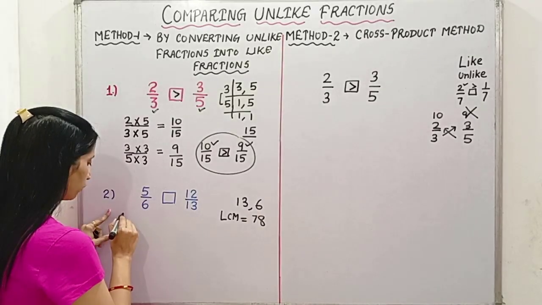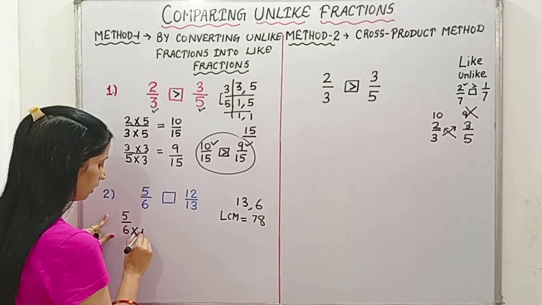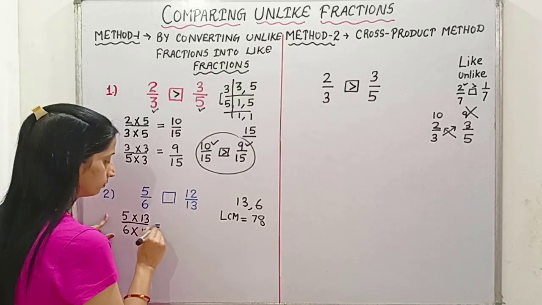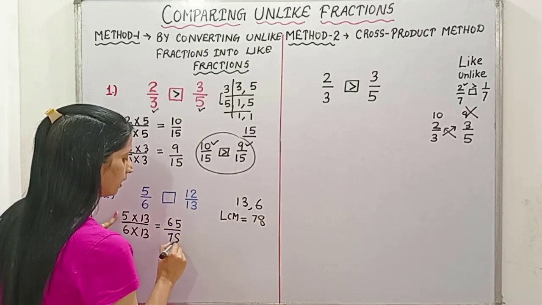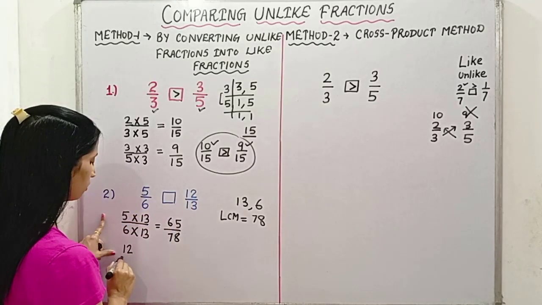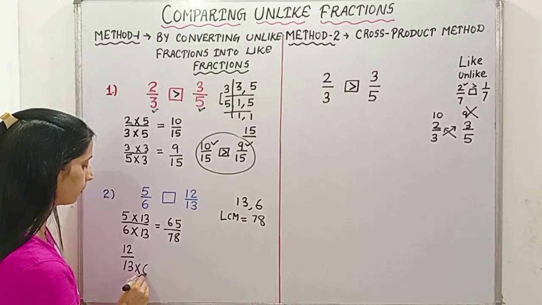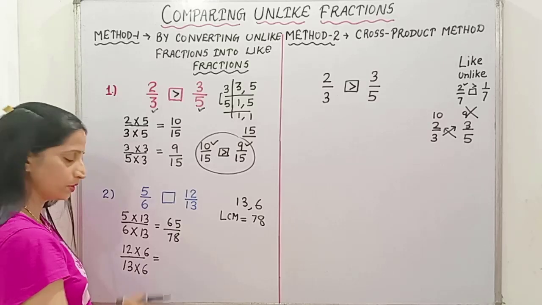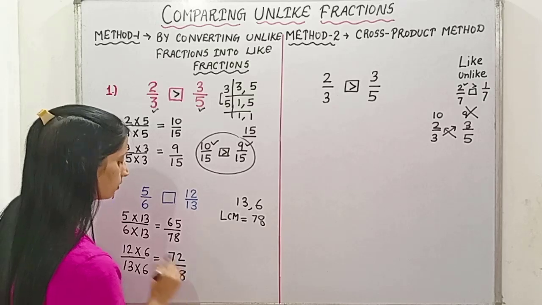So let's do it for the first one, 5 upon 6. To make it 78, we have to multiply by 13 in the numerator as well as in the denominator. Okay, 13 fives are 65 and this is 78. Now similarly we will do it for the second given fraction, 12 upon 13. So to make it 78, we will multiply it by 6. Similarly we will multiply the numerator by 6. Okay, 12 times 6, we will get 72 and this is 78.